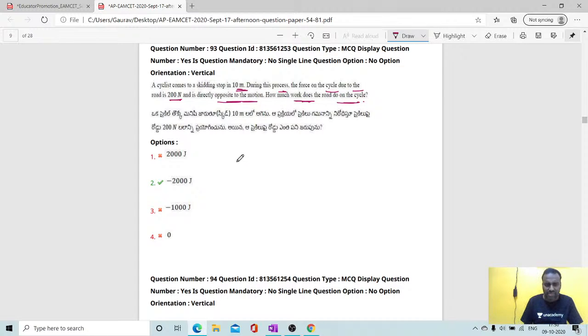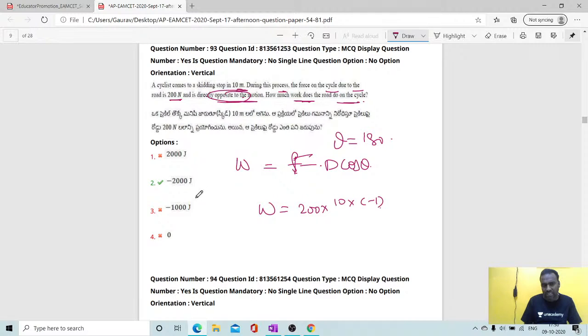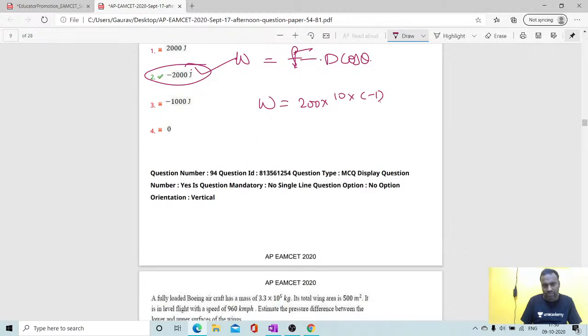If you see, students, very simple: work done by the frictional force is applied force times displacement times cos theta. According to the given problem, there is an opposite direction, so theta must be equal to 180. Since theta is equal to 180, work done is equal to 200 into displacement 10 into cos 180, which is minus 1. So minus 2000 joules, we can say.